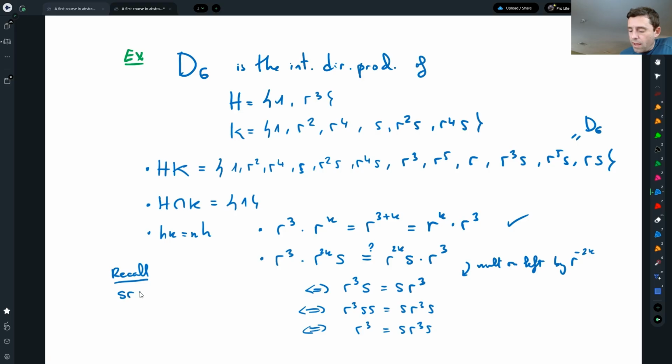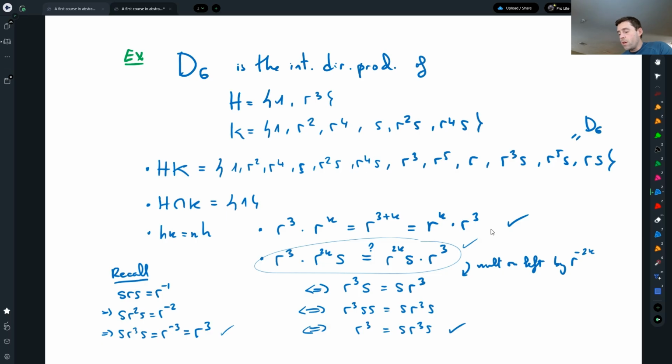that SRS is R inverse, and that implies that S R squared S is R to the minus 2, and S R cubed S is R to the minus 3. But in D6, R to the 6 is 1, so this is equal to R cubed. So this is true because of this, and therefore this is also true.